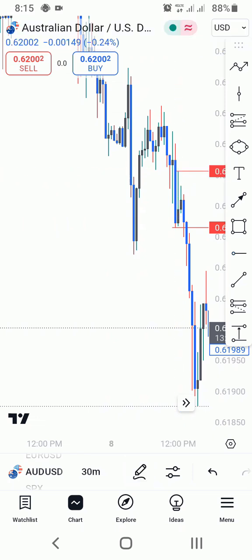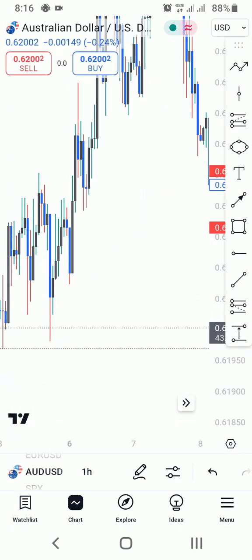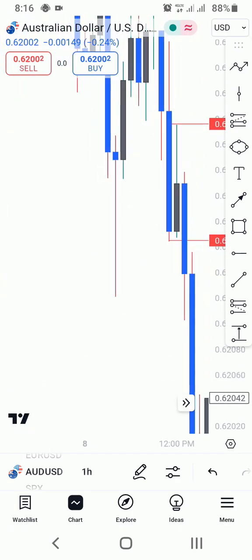So which time frame is higher than 30? It's 1 hour. So we are going to use 1 hour to shape our highs and lows of 30 minutes perfectly, meaning we're going to shift to 1 hour. When we shift to 1 hour, do we see how the candles reacted before displacing here?